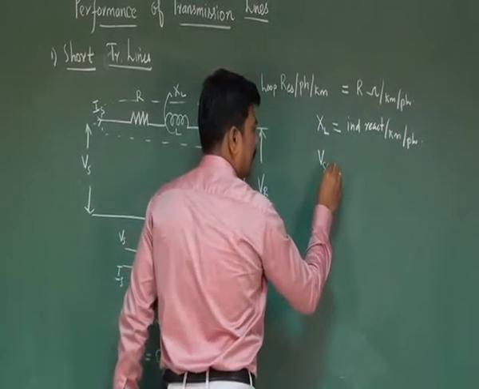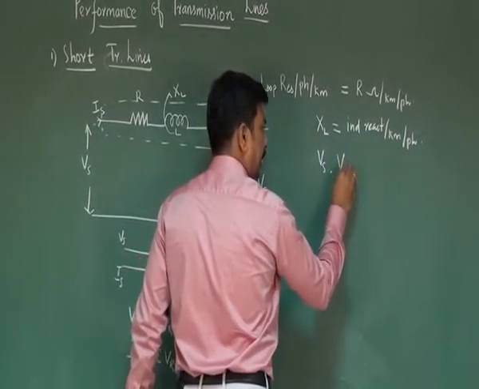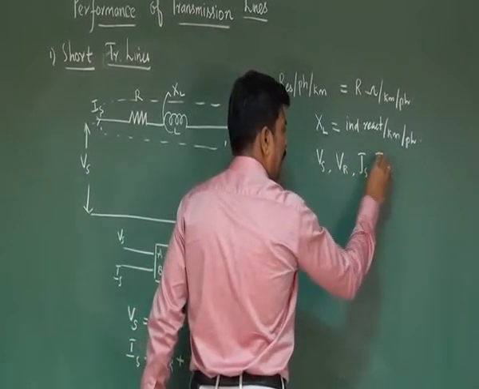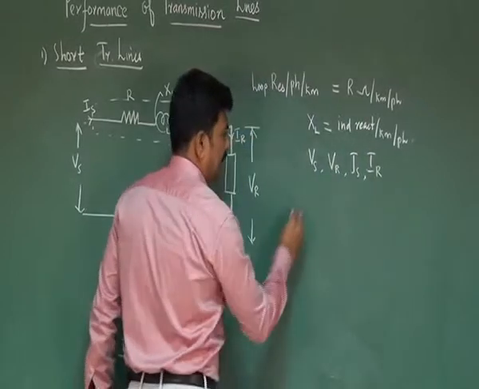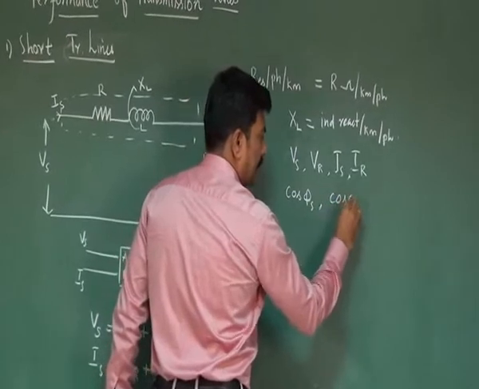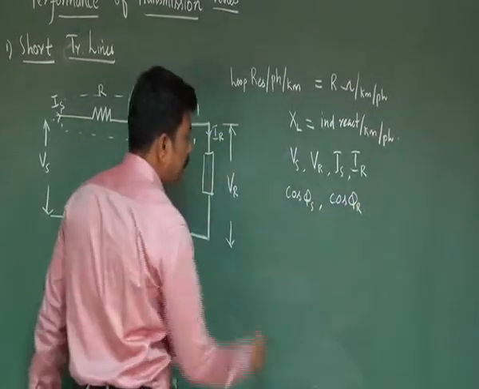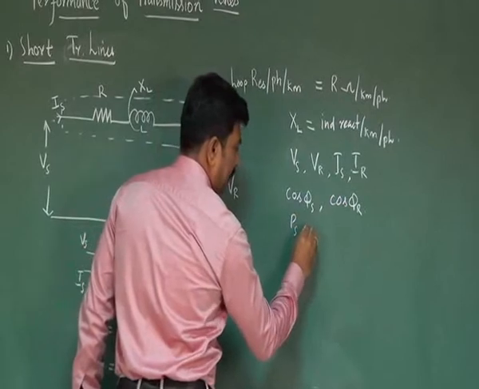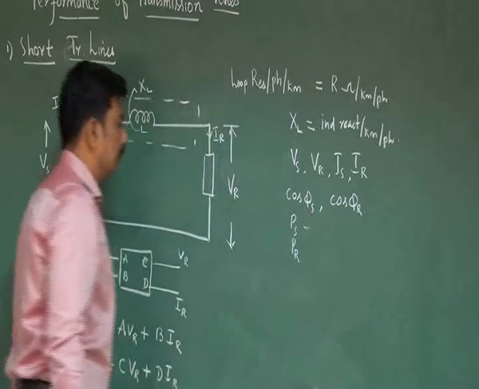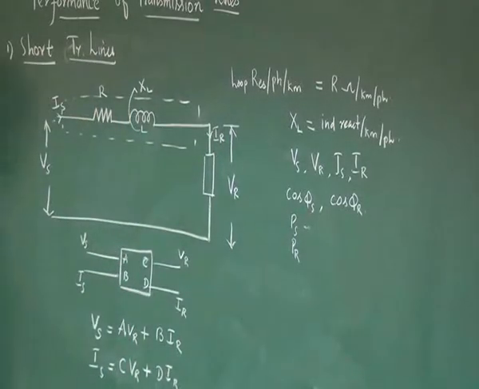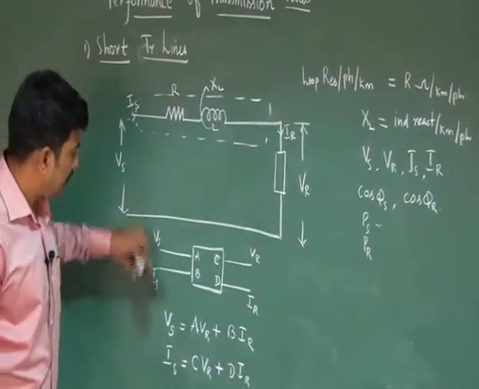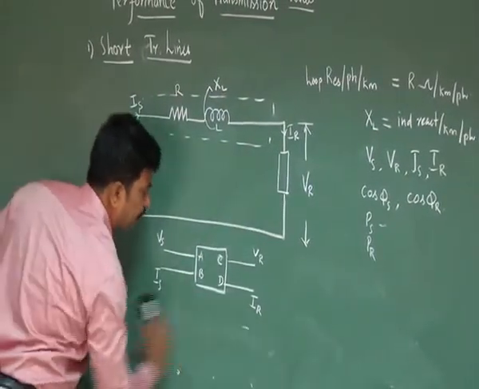We all know Vs is sending end voltage, VR is receiving end voltage, Is is sending end current, IR is receiving end current, cos phi s is sending end power factor, cos phi r is receiving end power factor, Ps is sending end power and Pr is receiving end power. Now, having these considerations in our mind, let us start the procedure for the analysis.